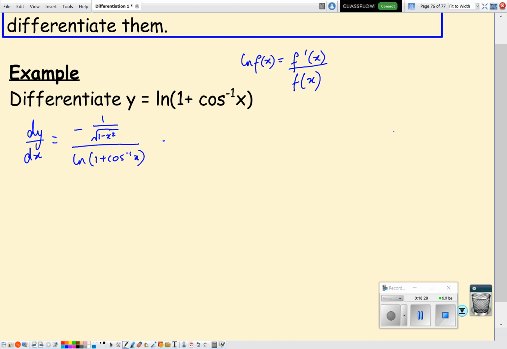Right, so the way to tidy that up is just to write it almost as is, not too much to do here. This is the final answer: negative 1 over root 1 minus x squared, over log of 1 plus inverse cos x. And that's it. That's all you have to do. So it's quite easy, that one.